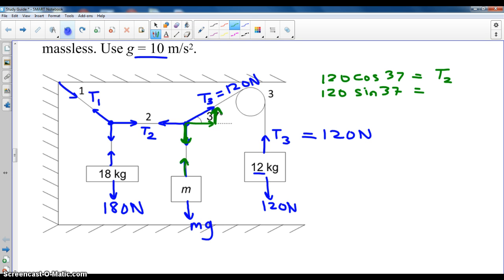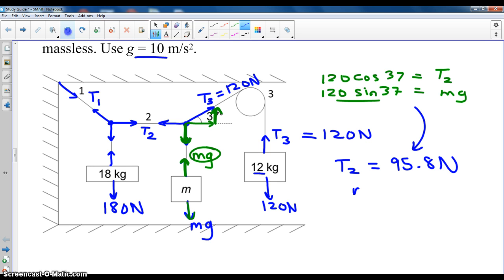Sorry, this down arrow is equal to this up arrow, and the up arrow balances mg. That means this also is mg. And what is it? The 120 sine 37. What does it balance? It's balancing mg. So we'll be able to find m from that. So let's go ahead and calculate. Coming back down here, we get T2 is equal to 95.8. When we solve for mass by dividing both sides by g, we get 7.2 kilograms.